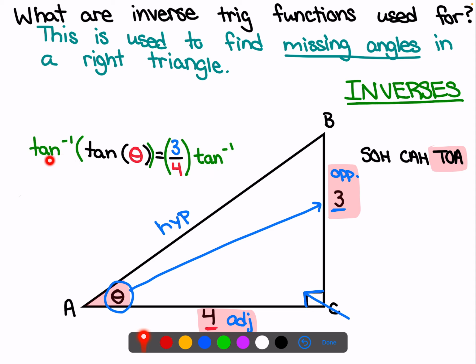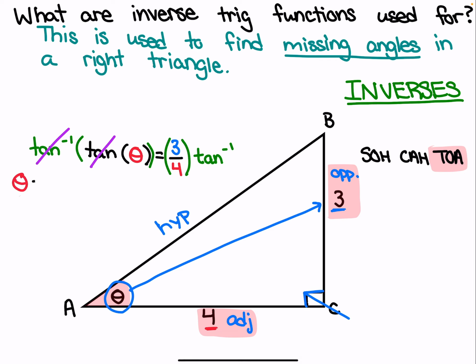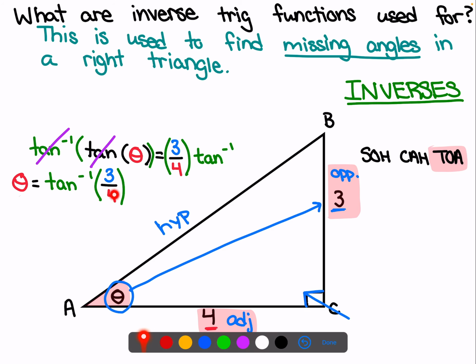So I take the inverse tangent of both sides. What this allows us to do is cancel out inverse tangent and tangent, leaving us just with theta. So theta is equal to the inverse tangent of 3/4. This is what you're going to enter in on your calculator.